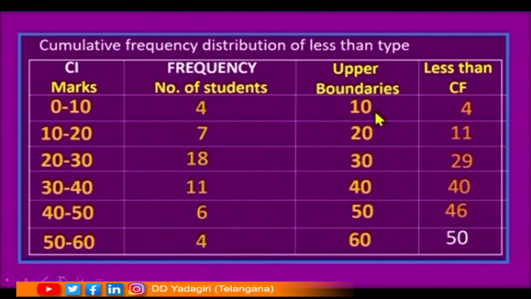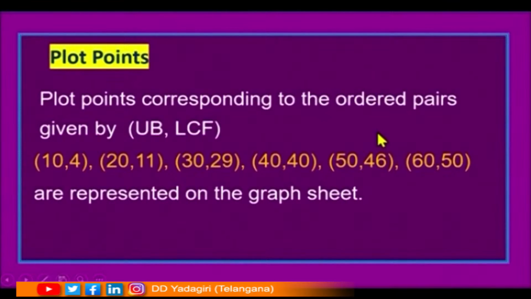So you are going to take on x-axis the boundaries and on y-axis the cumulative frequency. You see that the upper boundaries and less than cumulative frequency are given here. So we take these as points. We plot the points corresponding to the ordered pairs given as upper boundaries and less than cumulative frequency. Upper boundaries were 10, 20, 30, 40, 50 and 60, and less than cumulative frequency we got is 4, 11, 29, 40, 46 and 50. So thereby you are getting the points 10, 4; 20, 11; 30, 29; 40, 40; 50, 46; and 60, 50.